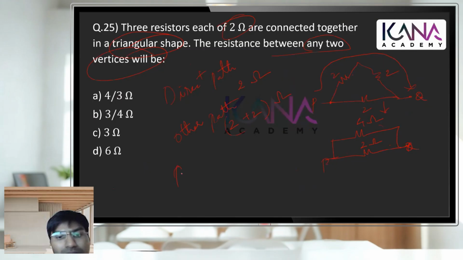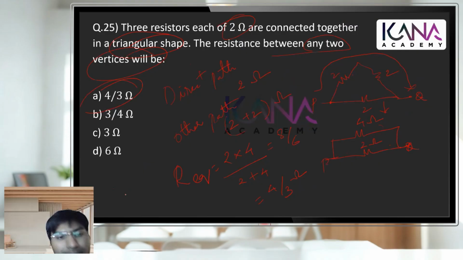So R equivalent will be 2 times 4 by 2 plus 4. So that will be 8 by 6. That will be 4 by 3.